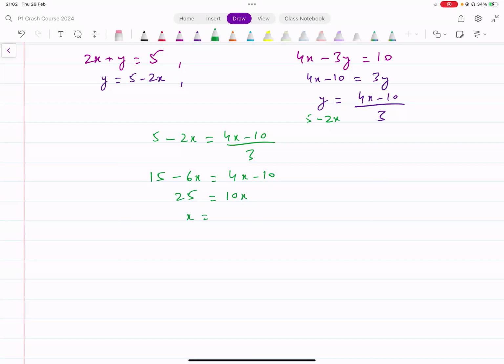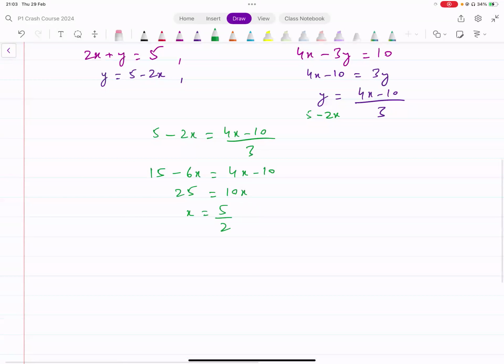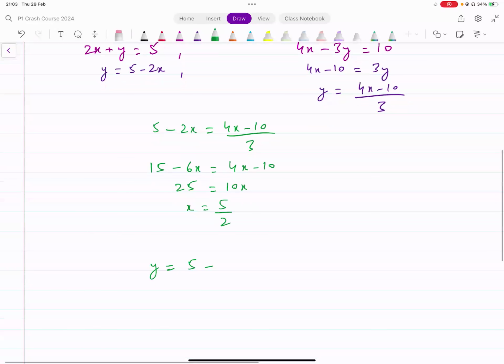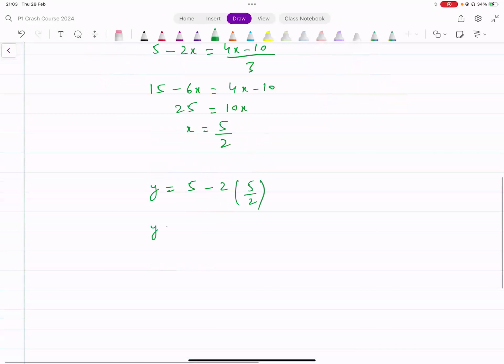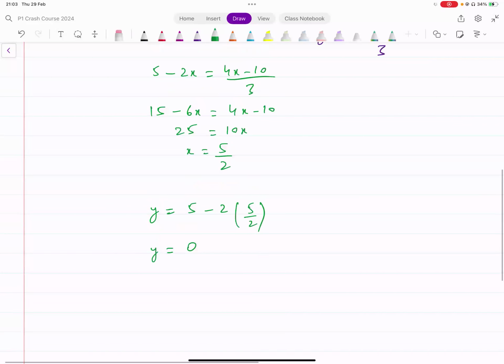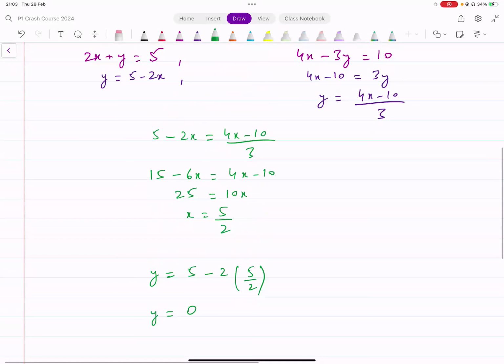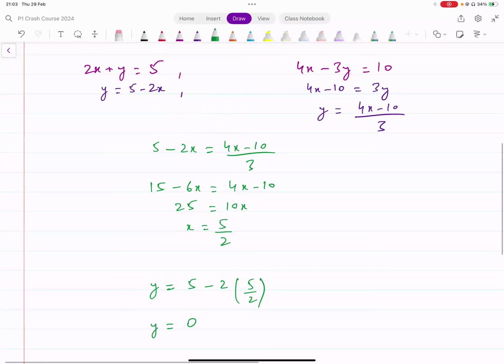And x turns out to be 25 over 10, which is 2.5, or you can write it as 5 over 2. That's the value of x. Put this back in any one of those two equations, and that would give you the corresponding value for y. So in this case, y turns out to be 5 minus 2 into 5 over 2. Well, it turns out that y in this case is 0. So these are the solutions of these two equations. X equals 5 over 2 and y equals 0. That's pretty good. That's another way of doing substitution.